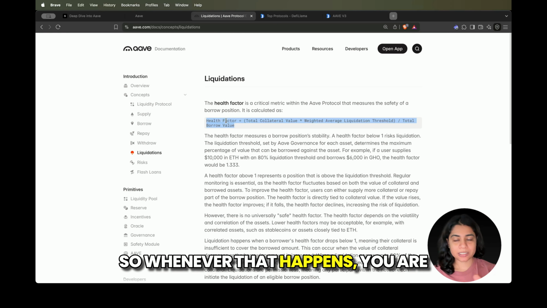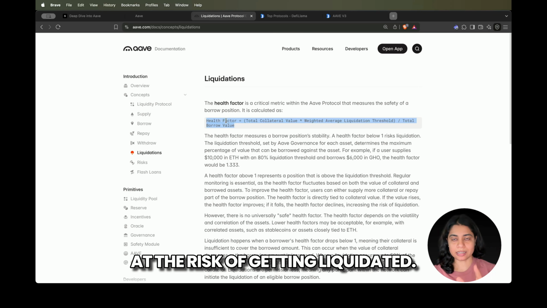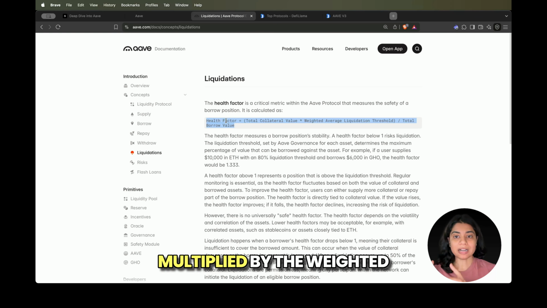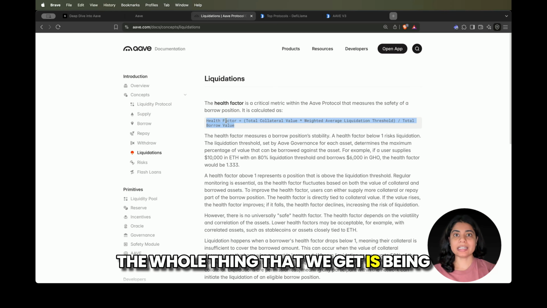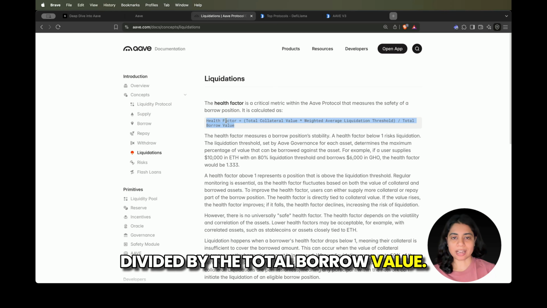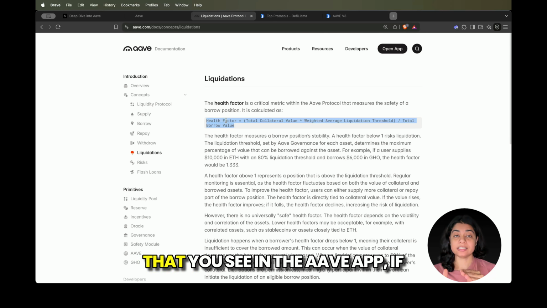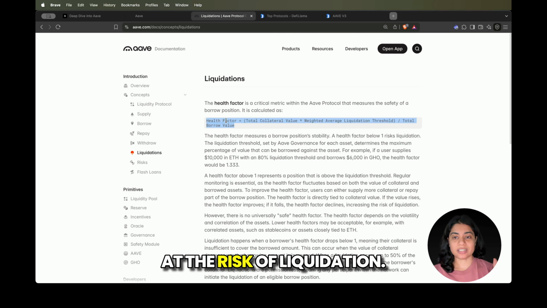So whenever that happens, you are at the risk of getting liquidated. This health factor is calculated by the total collateral value multiplied by the weighted average liquidation threshold. The whole thing that we get is divided by the total borrow value. So if this health factor that you see in the Aave app goes below 1, then you are at the risk of liquidation.